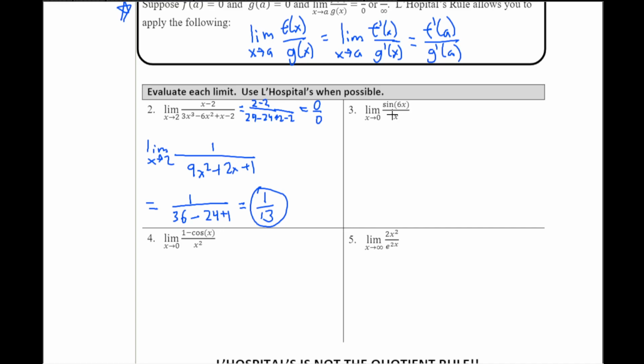So right here, if you try plugging in 0, it's sine 0 over 0, which is 0 over 0. We can't do that. But what we can do is use L'Hopital's rule. So take the derivative of the top and bottom, which is 6 times cosine of 6x, all over the derivative of x, which is just 1. So that's just 6 times cosine of 0, which is just equal to 6.